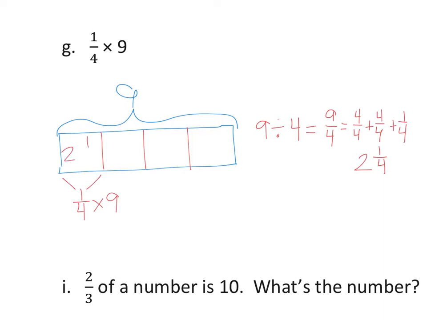So each box is 2 and 1/4. And if I added all of those 2 and 1/4 up, they would total 9. But I was only looking for 1/4 of 9, one out of the 4 boxes, and I found out that it equals 2 and 1/4.